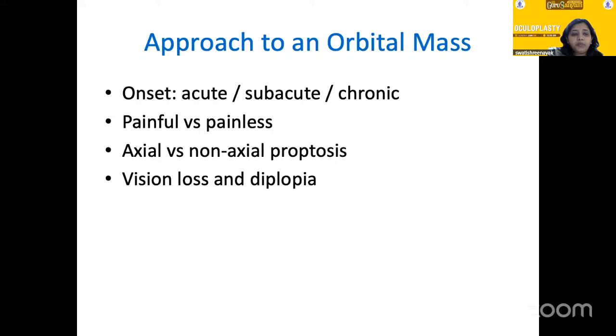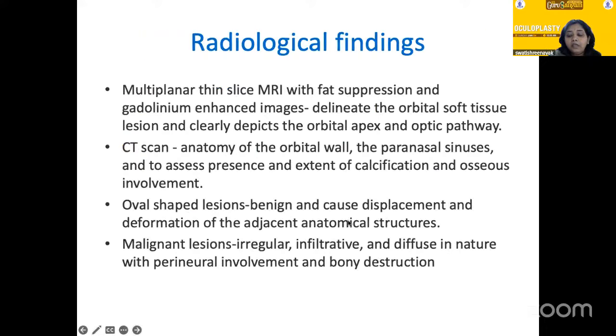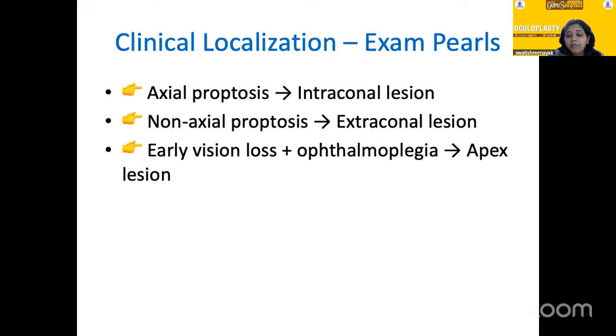Now, how do we approach these orbital masses? Onset: we should see whether it is an acute, subacute, or chronic lesion, whether it is painful or painless, whether it is leading to an axial or a non-axial proptosis, and whether there is associated vision loss and diplopia. These 4 things help us in the diagnosis of these tumors. Some examples: if it is an axial proptosis, we are basically dealing with intraconal lesions. If it is non-axial proptosis, then we are dealing with an extraconal lesion. And if it is leading to early vision loss plus ophthalmoplegia, then basically we are dealing with some apical lesions.